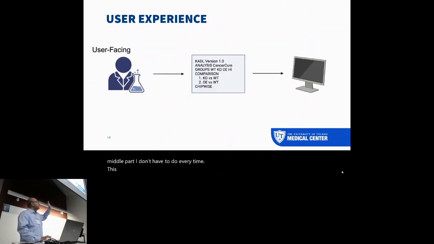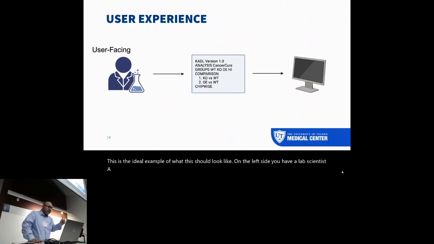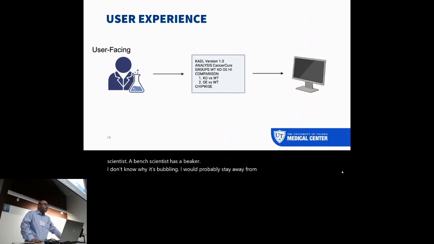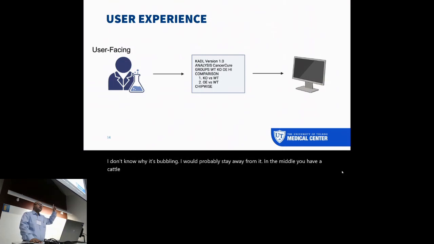This is the ideal example of what this should look like. On the left side, you have a lab scientist. A bench scientist has a beaker. I don't know why it's bubbling. I would probably stay away from it. In the middle, you have a KADL script. This is the minimum KADL script that you can have. And on the right side, there's a computer. Again, I think it's an all-in-one computer, but I would not be able to operate it without a keyboard and a mouse. But that's what BioRender had.